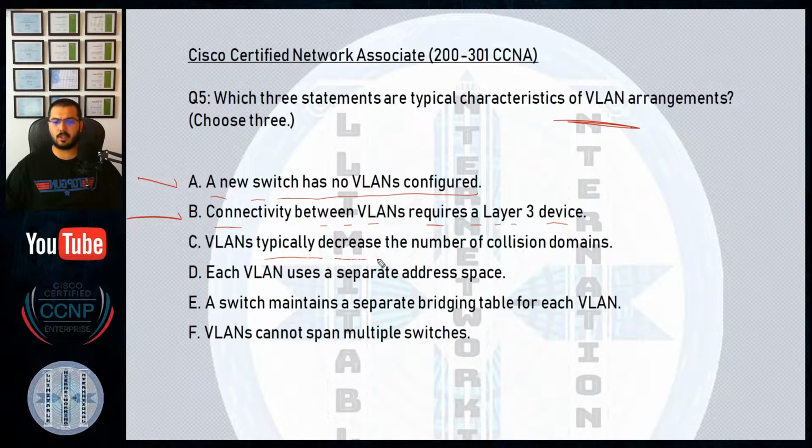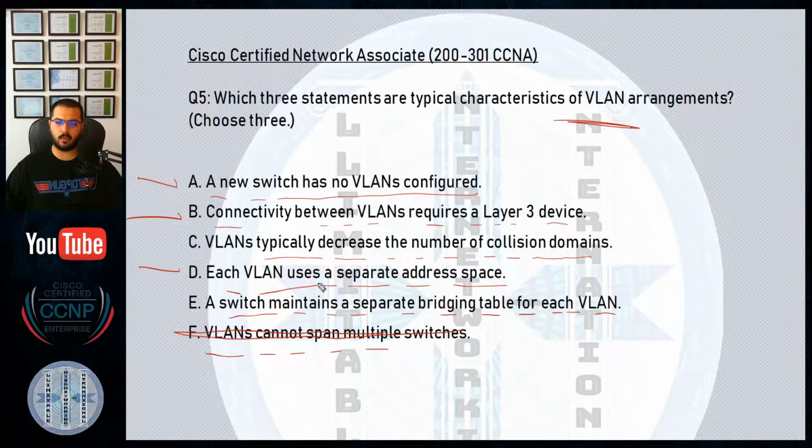VLANs typically decrease the number of collision domains. No, they create virtual broadcast domains, but inside each virtual broadcast domain there are multiple collision domains. Each VLAN uses a separate address space. You can definitely do that. A switch maintains a separate bridging table for each VLAN. Maybe. VLANs cannot span multiple switches. No, they definitely can. So I have A, B, D, and possibly E.